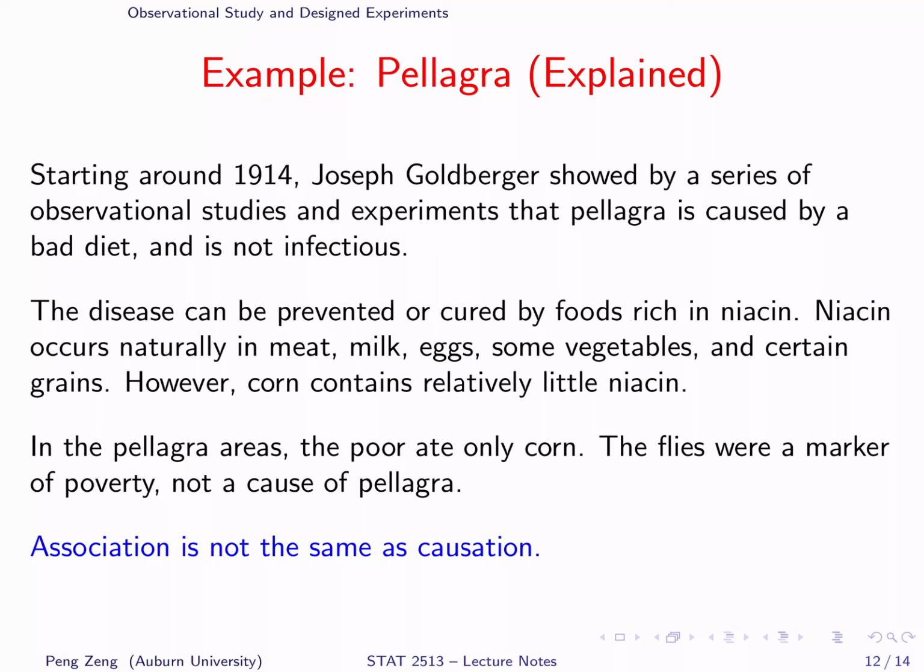However, corn contains relatively little niacin. In the pellagra area, the poor ate only corn. The flies were a marker of poverty, not a cause of pellagra. You can see in this example that association is not the same as causation.